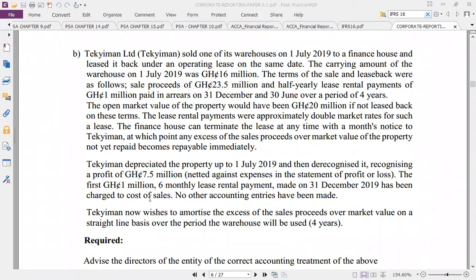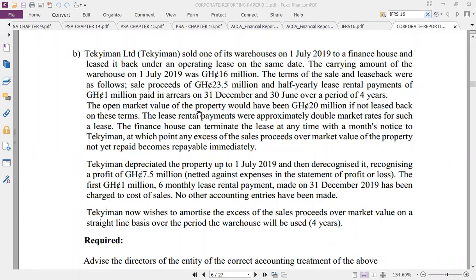The first 1 million Ghana Cedi 6 monthly lease rental payment made on 31st December 2019 has been charged to the cost of sales. Fine. No other accounting entries have been made. The Techiman now wishes to amortize the excess of the sale proceeds over the market value on straight line basis over the period of the warehouse. The warehouse will be used for 4 years.